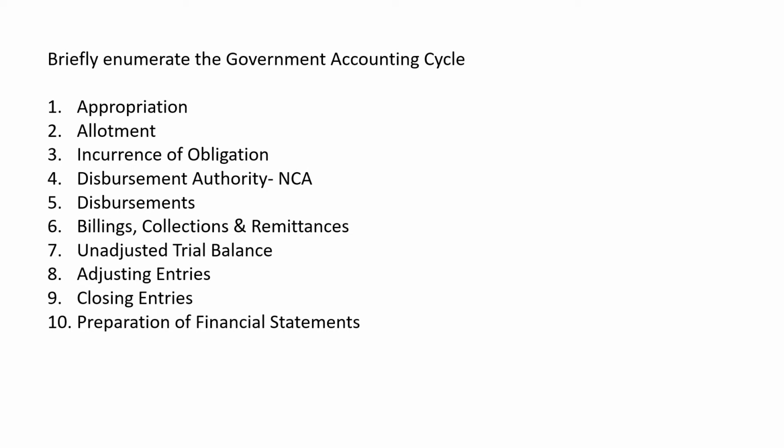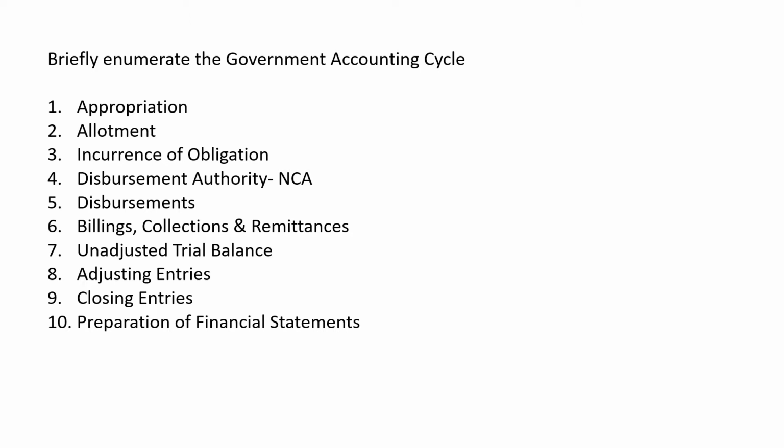So in this session, we will have an overview of the accounting cycle of a government entity. So at a glance, it is as follows. First, there is the appropriation. Second, the allotment. Third, the incurrence of obligation. Fourth, disbursement authority, the receipt of the notice of cash allocation. Fifth, the disbursements, the incurrence of our disbursements. Sixth, we have the billings, collections, and remittances.